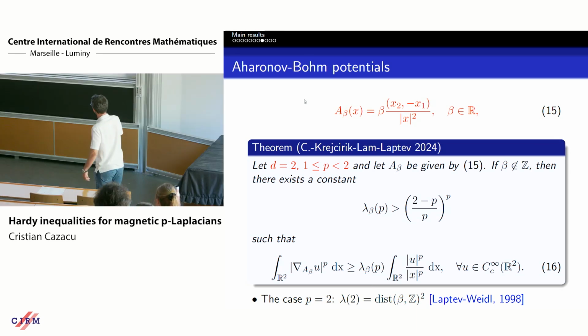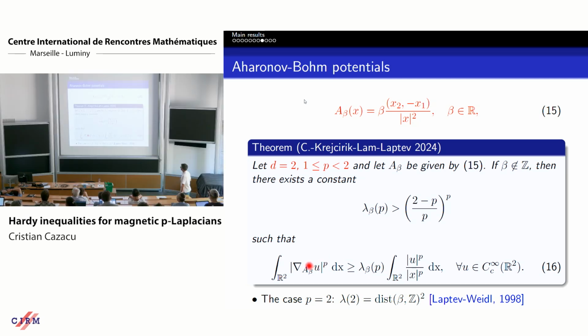The best constant here, when p is equal to 2, well, actually, you get a non-trivial inequality when this beta is not an integer, okay? Because the best constant will be given by the distance from beta to the integers, squared. And okay, this is in 2 dimensions and for p equal 2.